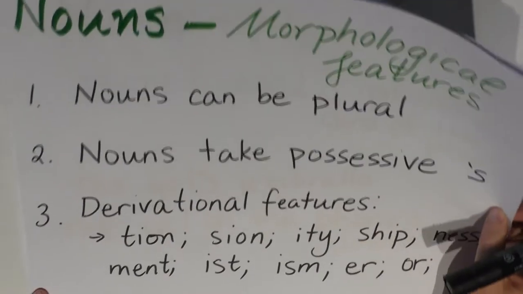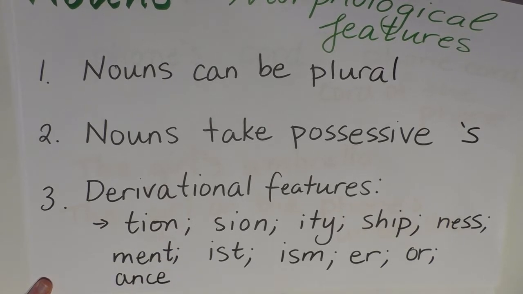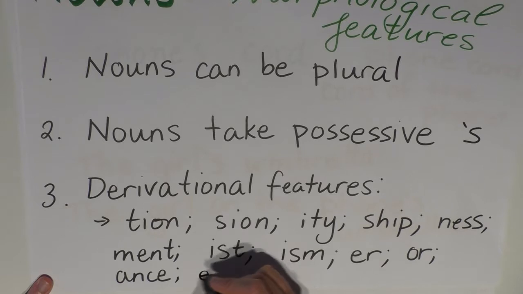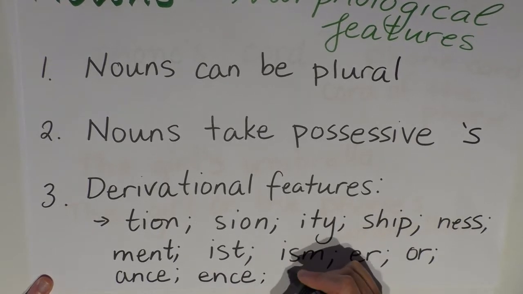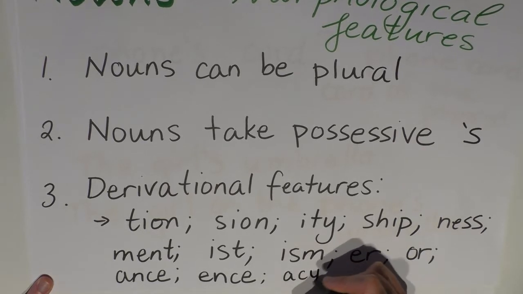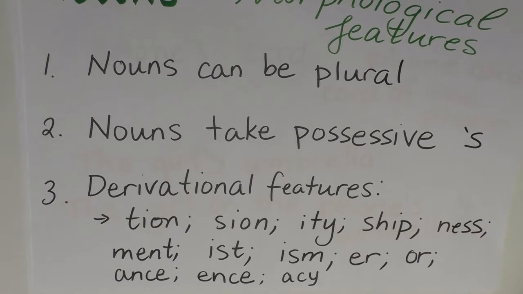or, let's see if we can get some more in here, ants, performance, for example, ents, and acy, like privacy, to name just a few of the many. So these are, every time we see this at the end of a word, it is most often a noun. Of course there are exceptions, there always are, but we can put these at the end of a word and often turn them into a noun. So these are the identifiable morphological features of a noun.